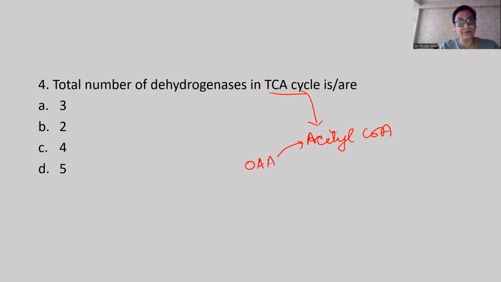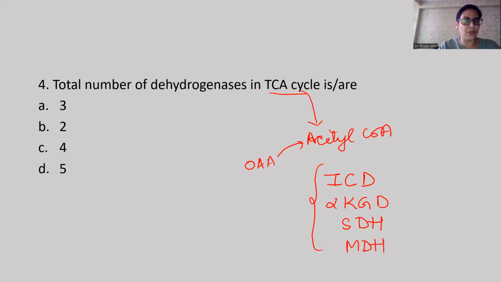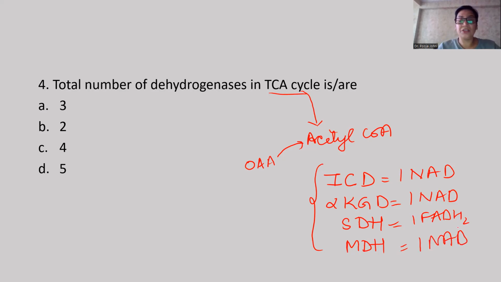So remember, we have to count the dehydrogenases in this question. So one is ICD, which is isocitrate dehydrogenase. Then comes alpha ketoglutarate dehydrogenase, succinate dehydrogenase. Right? And the last one is malate dehydrogenase. Now you calculate, first of all, from one molecule. So you can say ICD produces 1 NADH, alpha ketoglutarate dehydrogenase 1 NADH, succinate dehydrogenase produces 1 FADH2, and malate dehydrogenase produces 1 NADH. So we can say 3 NADH and 1 FADH2 are produced from one molecule of acetyl coenzyme A.